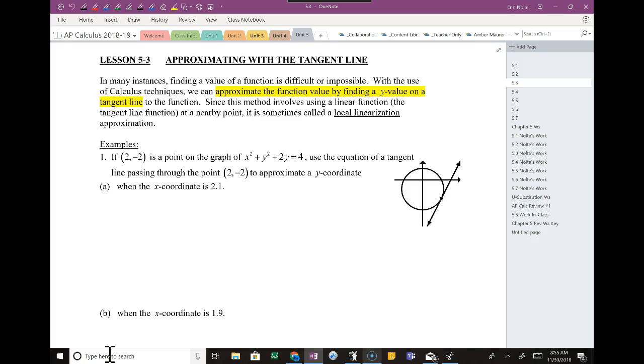Anywho, we are going to be looking at the point 2, -2. They have a picture of our little scenario here. The equation is x squared plus y squared plus 2y equals 4. If you graph this in Desmos, it creates a circle, and we're zooming into the point at 2, -2. We're going to use the equation of the tangent line passing through 2, -2 to approximate its corresponding y value when the x value is 2.1.